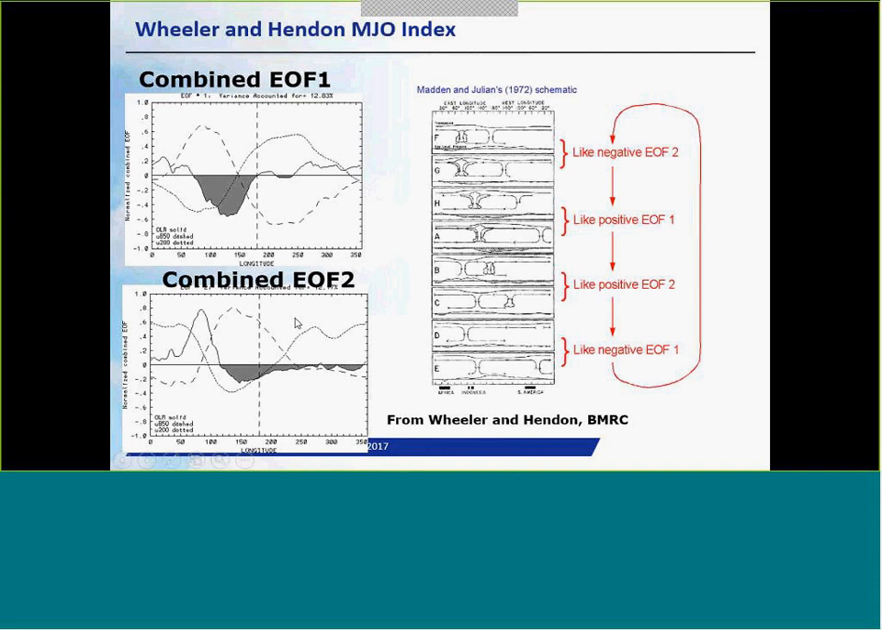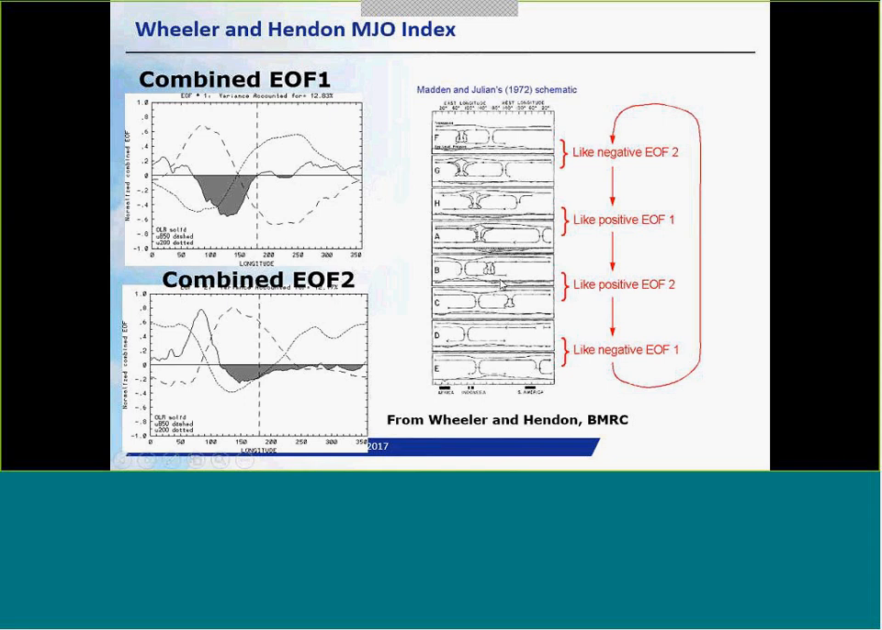The two dominant combined EOFs in the tropics of those three variables are displayed on the left side of this panel. Combined EOF 1 is characterized by negative OLR, OLR being the solid line, over the maritime continent, which means enhanced convection over the maritime continent. Combined EOF 2 has more of a dipole structure, with suppressed convection over the Indian Ocean and enhanced convection over the maritime continent. And those two combined EOFs can represent very well the propagation of the MJO.